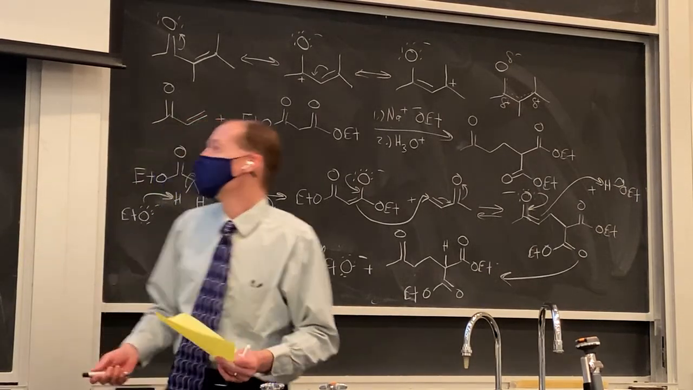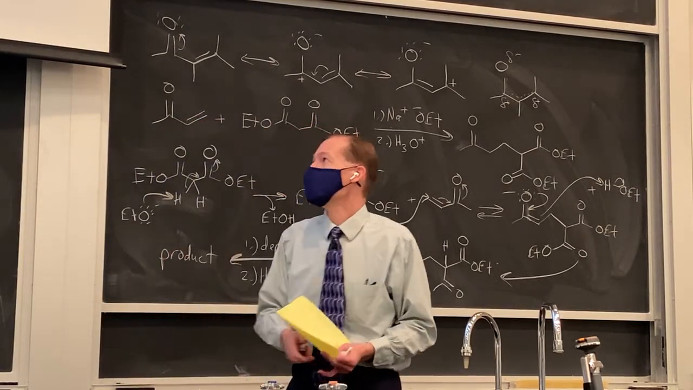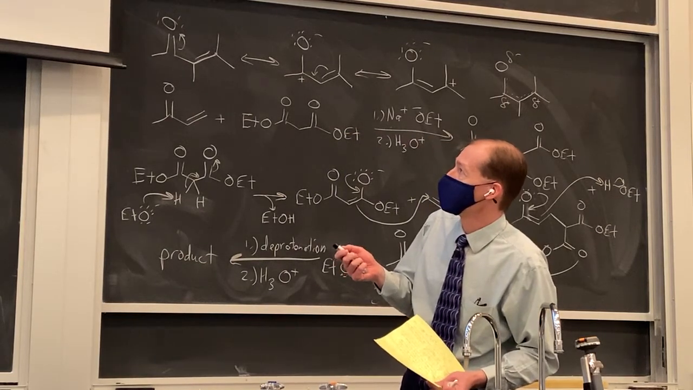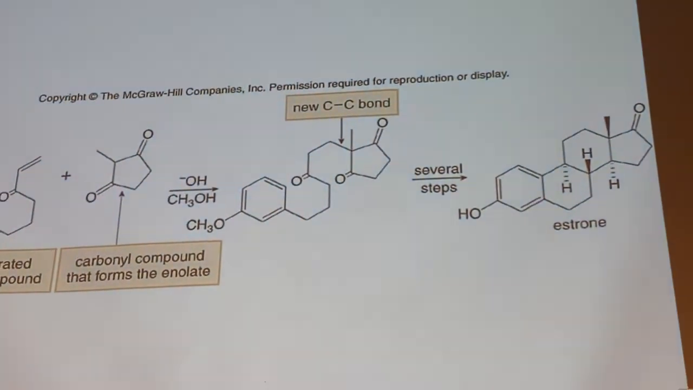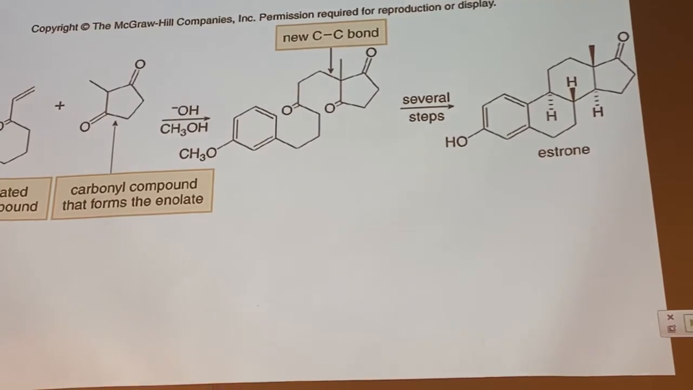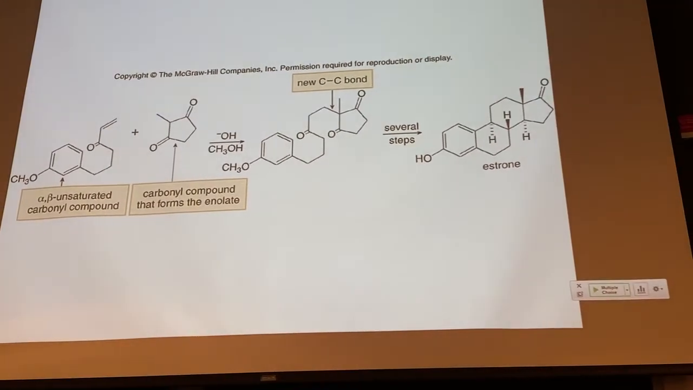Okay? So here's an example of a Michael reaction being used to form this particular carbon-carbon bond in this intermediate that was turned into estrone. All right, the last reaction we're going to talk about today is called the Robinson annulation.